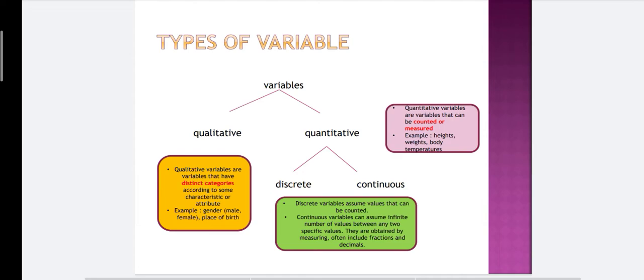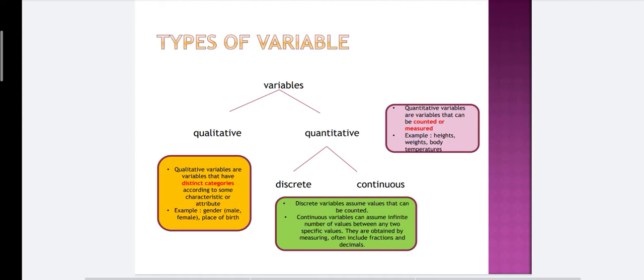Okay. Yang kedua adalah kuantitatif. Quantitative variable adalah countable, counted or measured data. Okay, counted or measured variable, contohnya height, weight, body temperature and so on. Benda yang boleh kita kira, counted, countable and measured. So kuantitatif ni ada dua pula, discrete dan juga continuous. So you need to differentiate between these two.